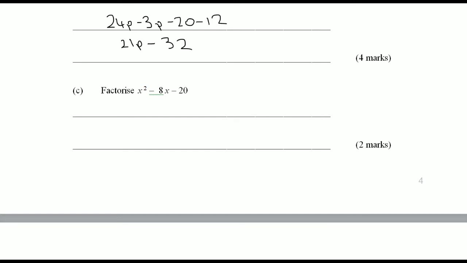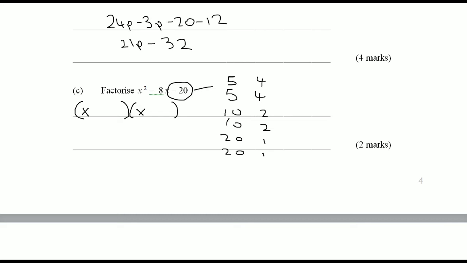Part C, we've got to factorize this quadratic expression, so we end up with a pair of round brackets like this. Let's start with x squared. First thing we do, we'll list the factors of minus 20. Well, 5 4s will give it. Remember, there's two possibilities, 10 2s and 20 1s. So to get a minus 20, you can have a plus 5 and a minus 4, a minus 5 and a plus 4. Similarly, a plus 10 and a minus 2, or a minus 10 and a plus 2. A plus 20 and a minus 1, or a minus 20 and a plus 1.